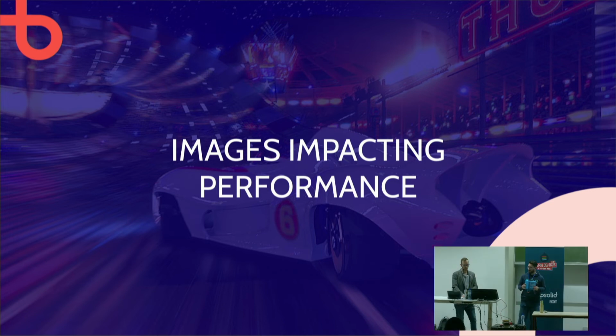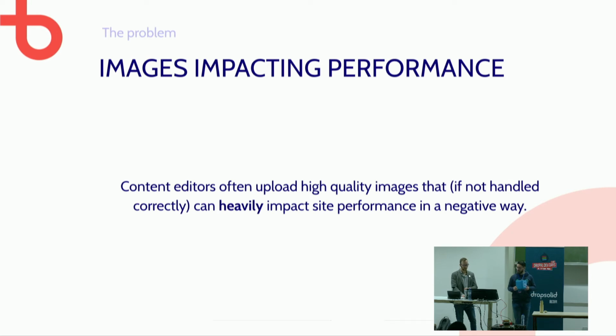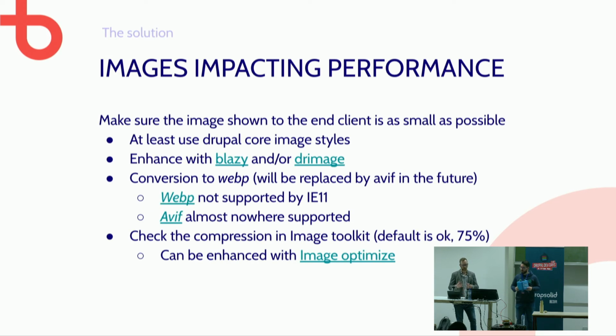Then let's talk a bit more about the images. Images can have an impact on your user experience, on your CLS score, but they can also have an impact on the performance of your website. And of course, faster is always better, and that is the case for search engine optimization, but also for user experience. Content editors often upload very high quality images, maybe even the original images of 50 megabytes, and they can impact your site performance in a negative way if you don't pay some attention to it.